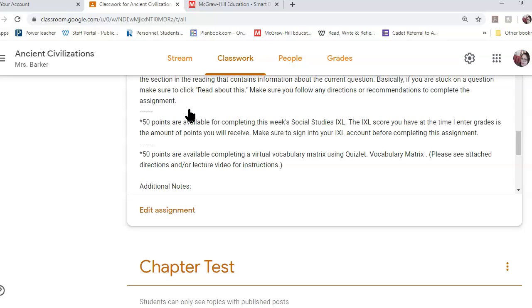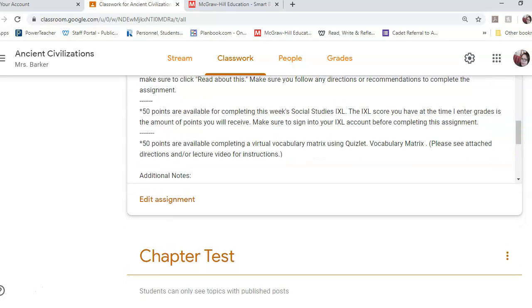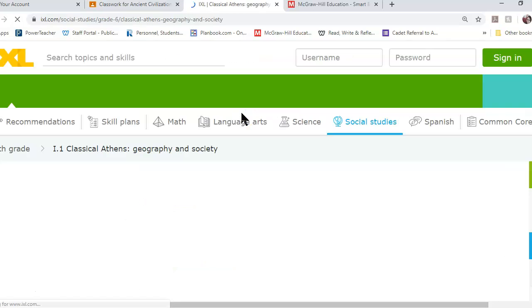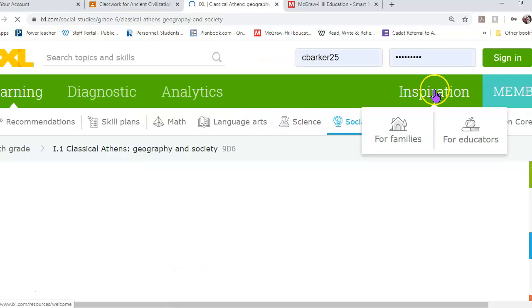The IXL score you have at the time I enter grades is the amount of points you will receive. Make sure to sign into your IXL account before completing this assignment. Now, what I mean by the amount of points on your score, basically half of whatever your SMART score is is what the available is. So if you get 100 on your SMART score, you'll get full 50-point credit. We're going to go ahead and go down to your link, because there is a link here, and it takes us directly to Classical Athens, Greece.